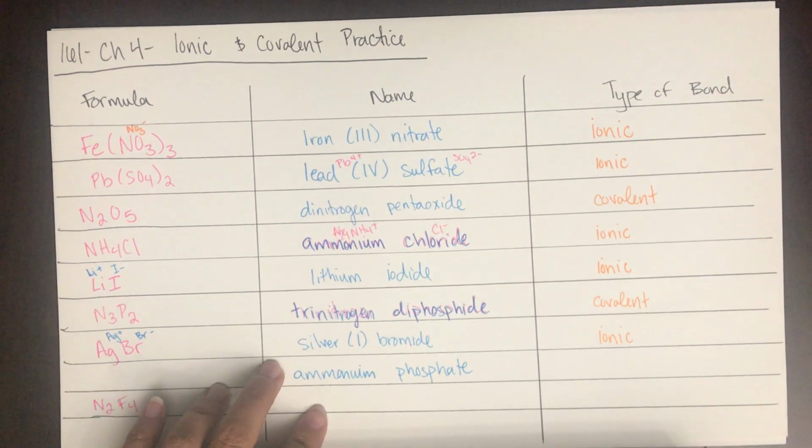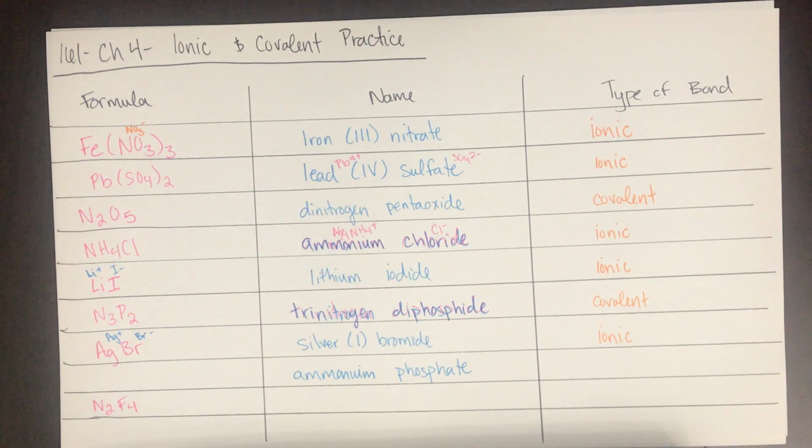If you just say silver bromide, that is not correct. Because silver is a transition metal, you must tell the charge of the ion in the name with Roman numerals. Okay, let's look at the next one.